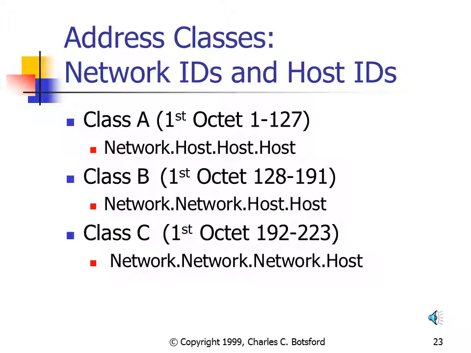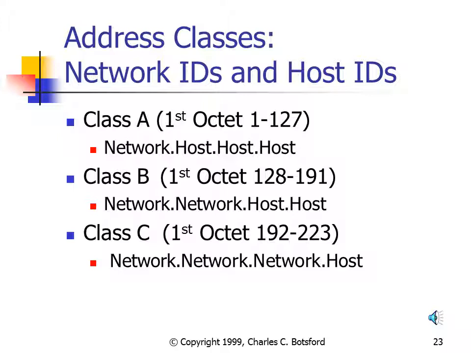Address classes are important because they specify which portion of the IP address is the network ID and which portion of the IP address is the host ID. In a Class A network, the specification says that the first octet is the network ID and the last 3 octets are the host ID. The way you can tell a Class A address is that the first octet is a number between 1 and 127, and any IP address in which the first octet is between 1 and 127, we know is a Class A address.